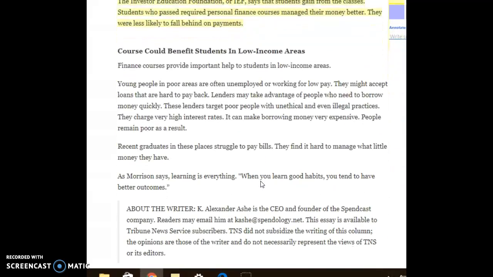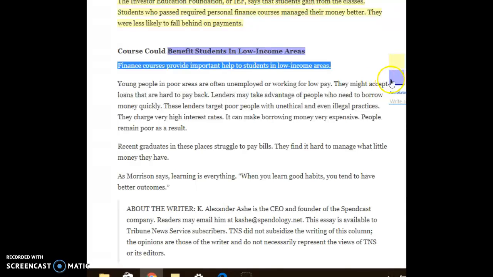All right, moving on to the last section of this article. Course could benefit students in low-income areas. I'm going to highlight that because right away, she is bringing up another reason. She goes on to say, finance courses provide important help to students in low-income areas. She's really repeating herself again, but I'm going to highlight that in my purple because she's emphasizing that reason.